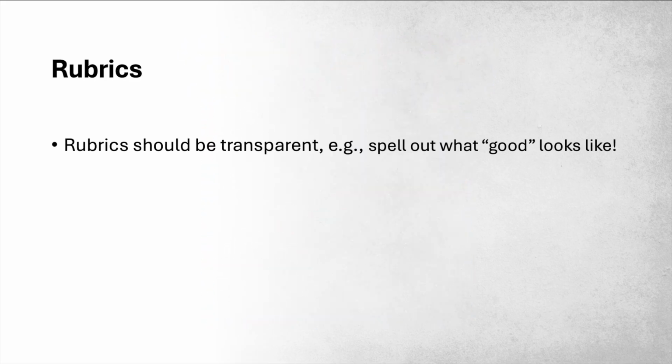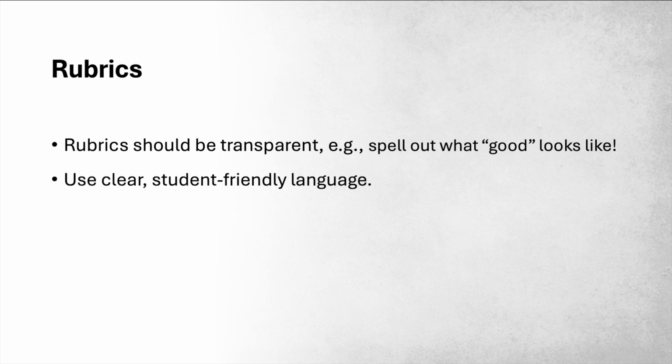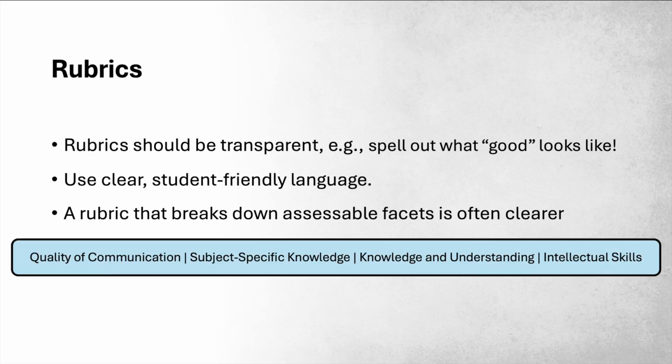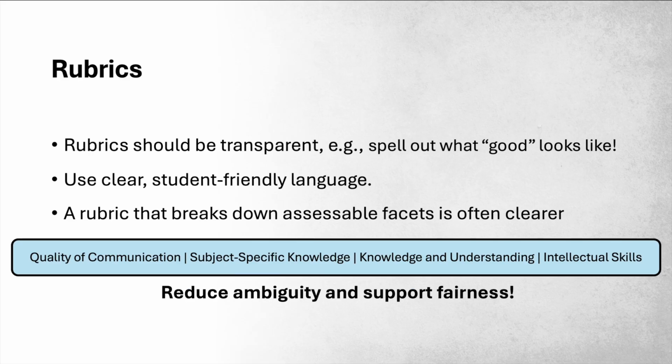Rubrics. Transparent rubrics make assessment expectations far easier for students to understand. By explicitly spelling out what good looks like and using clear student-friendly language, you remove unnecessary ambiguity. A well-designed rubric breaks the assessment down into distinct, accessible facets, and this might include quality of communication, subject-specific knowledge and understanding, and intellectual skills, so students can see exactly how their work will be judged and how different elements are weighted.